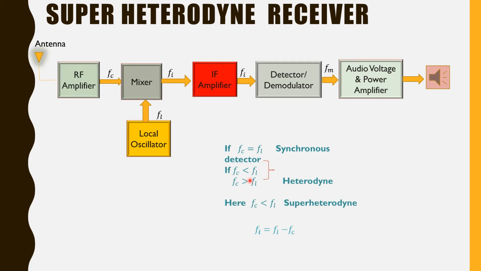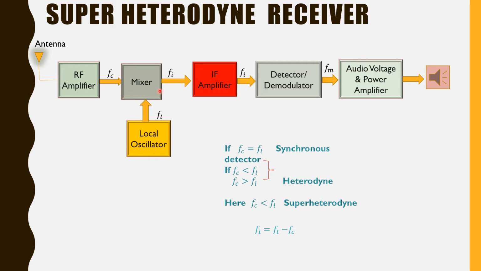But if Fc is not equal to Fl, if Fc is less than Fl, or if Fc is greater than Fl, this condition is known as heterodyne condition. But here generally we maintain Fl greater than Fc. So Fl greater than Fc condition is known as superheterodyne condition, and that's why this receiver is known as superheterodyne receiver, since in superheterodyne receiver we always maintain Fl greater than Fc.